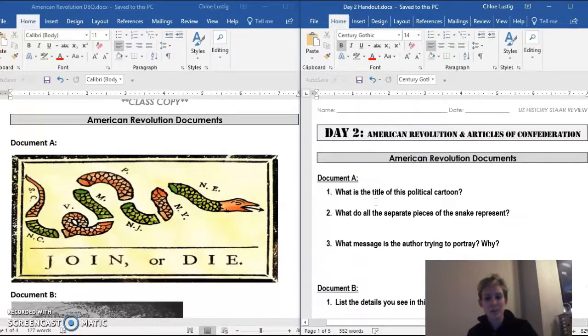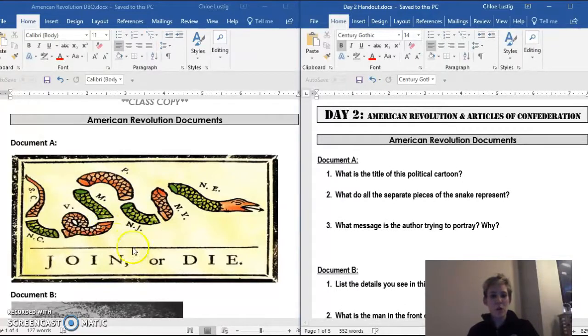I'm going to kind of walk you through what I notice here. So in document A, I notice it's some kind of political cartoon. I also see that it says join or die at the bottom. And I see it's a snake. Now, the snake is cut up into a bunch of pieces. And so that makes me think that the snake in pieces is dead. But a snake together is kind of fierce and scary.